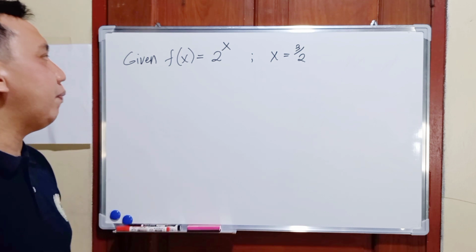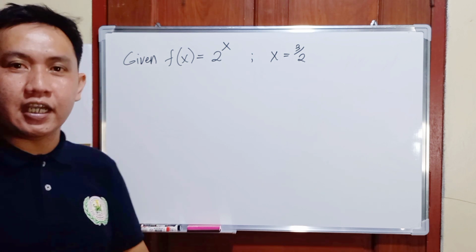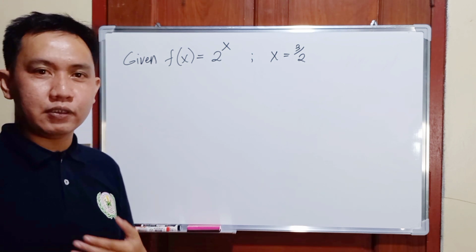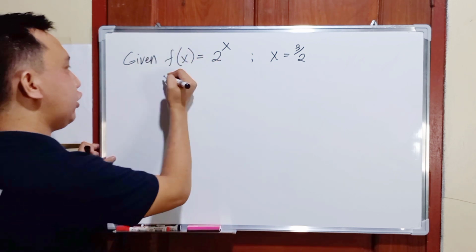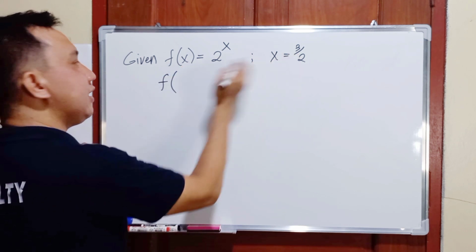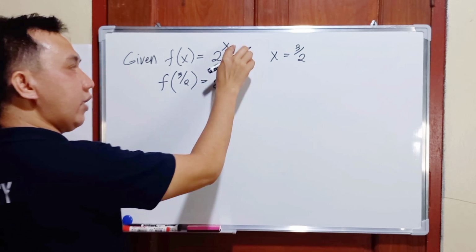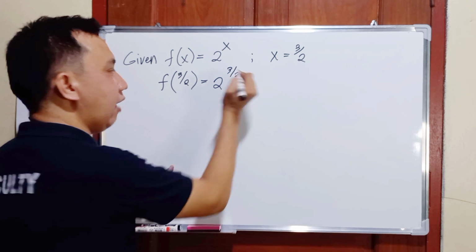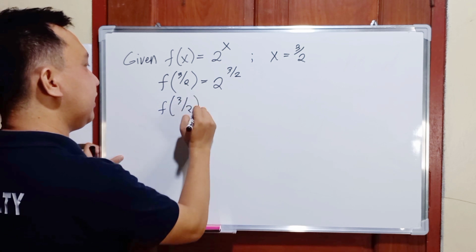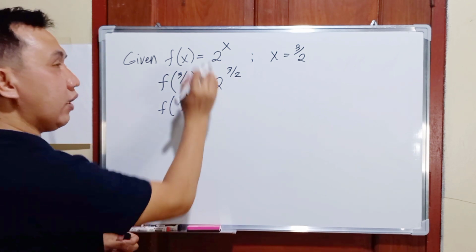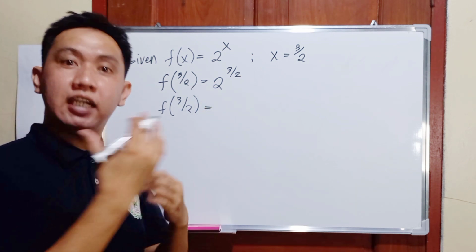So given that function of x is equal to 2 raised to x and the value of x is 3 halves. So the same process, isasubstitute lang natin ang value ng x dito sa equation. So substitute the function, our x is 3 halves is equal to 2, our x is 3 halves. Now, let us simplify this one. Function of 3 halves is equal to, paano ba to? Yung 2 raised to 3 halves. We can convert this exponential form to radical form.